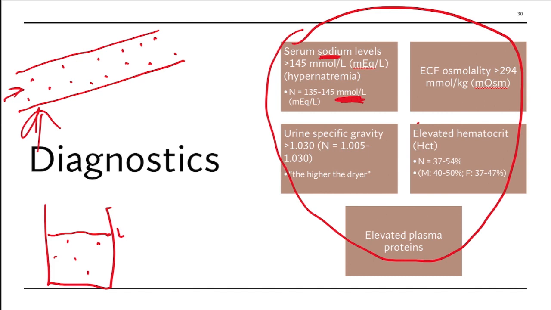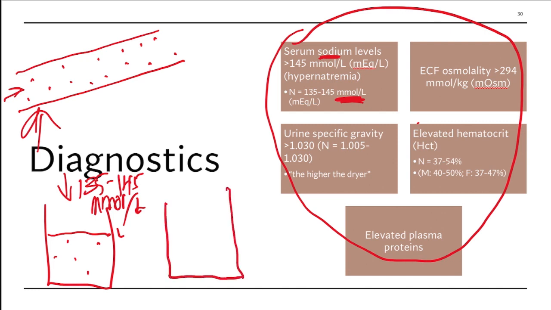So our norm here is going to be between 135 and 145 millimoles per liter. What happens when we have a fluid volume loss? We still have the same amount of sodium. We haven't lost any sodium, but we've lost water. So now the percentage of sodium to water is much higher.